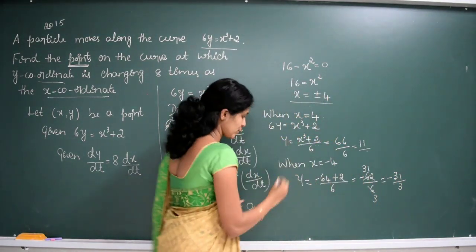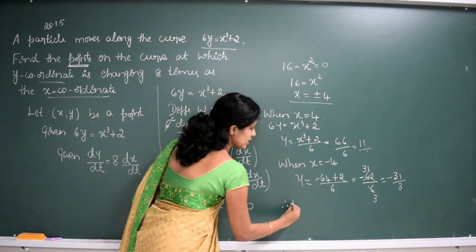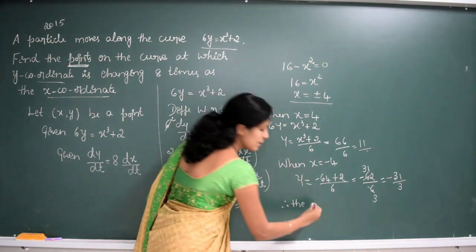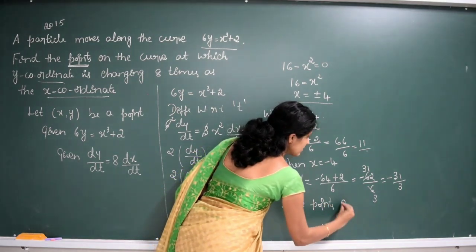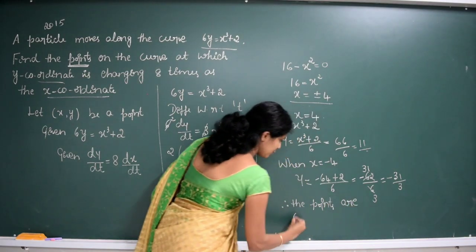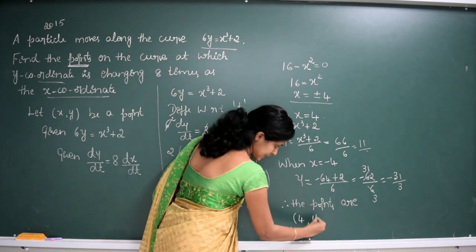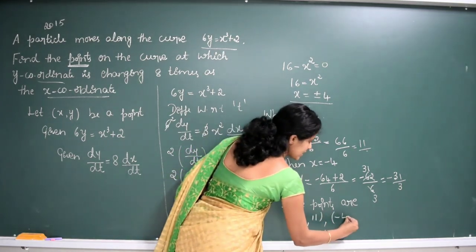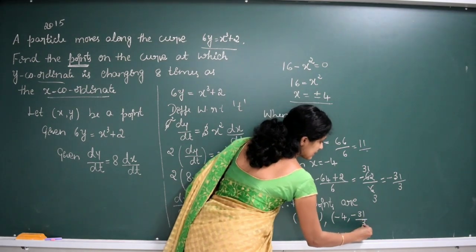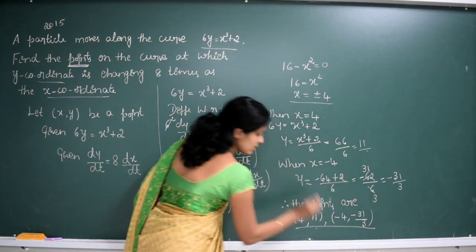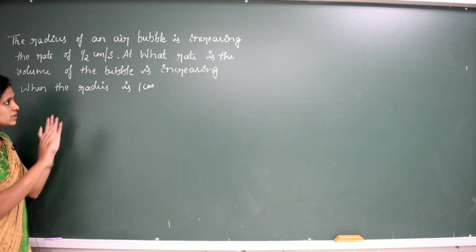Is it clear? Therefore the points are, there are 2 points. When x is equal to 4, y will be 11. When x is equal to minus 4, y will be minus 31 divided by 3. Is it clear? This should be the final answer. This problem is a simple one.